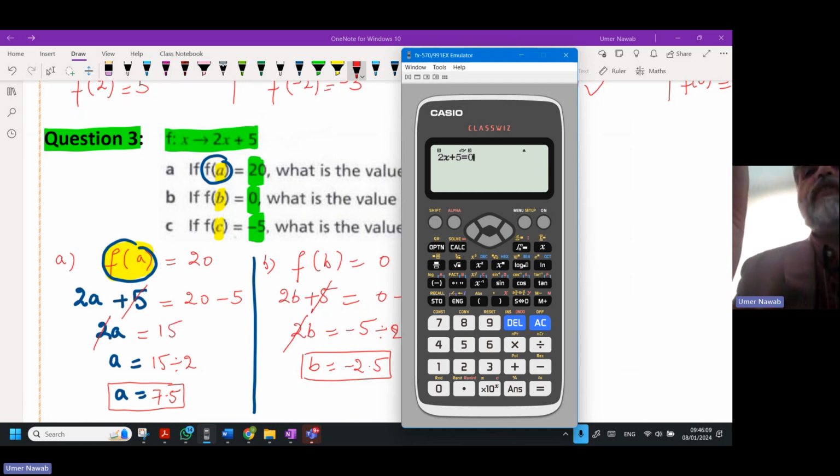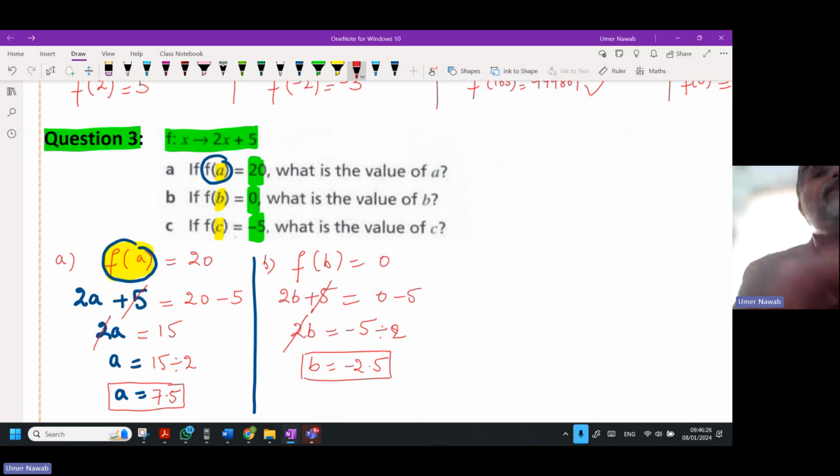So press Shift, Solve. There is something written on the calculator, ignore it and press the equal sign now. When you press the equal sign, left minus right is 0, and the solution of this equation is minus 2.5. So your input has to be minus 2.5.